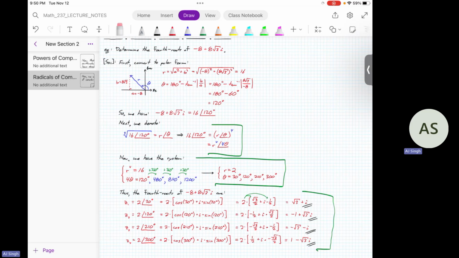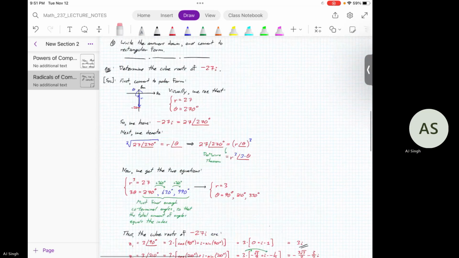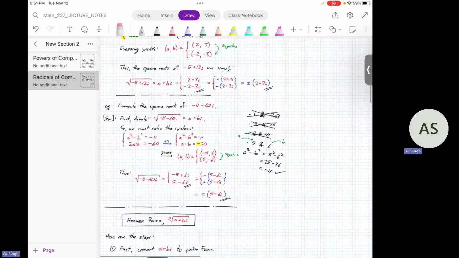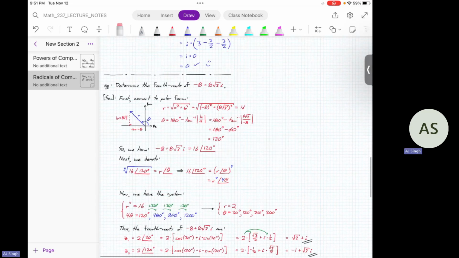That's how you find radicals of complex numbers. If you had to do a 5th root, that just makes it even longer. If you had to do a 6th root, that makes it longer. But the process is still the same. And there we go. That's how we do radicals. 4th root, cube root, and then square roots. Okay. So that's all I have to say about that.